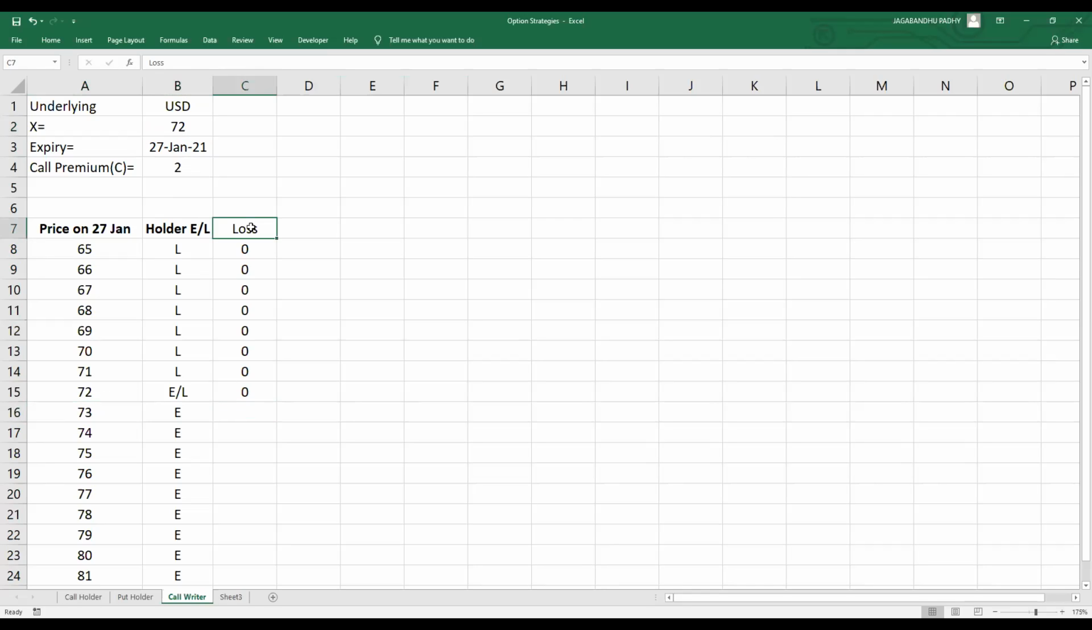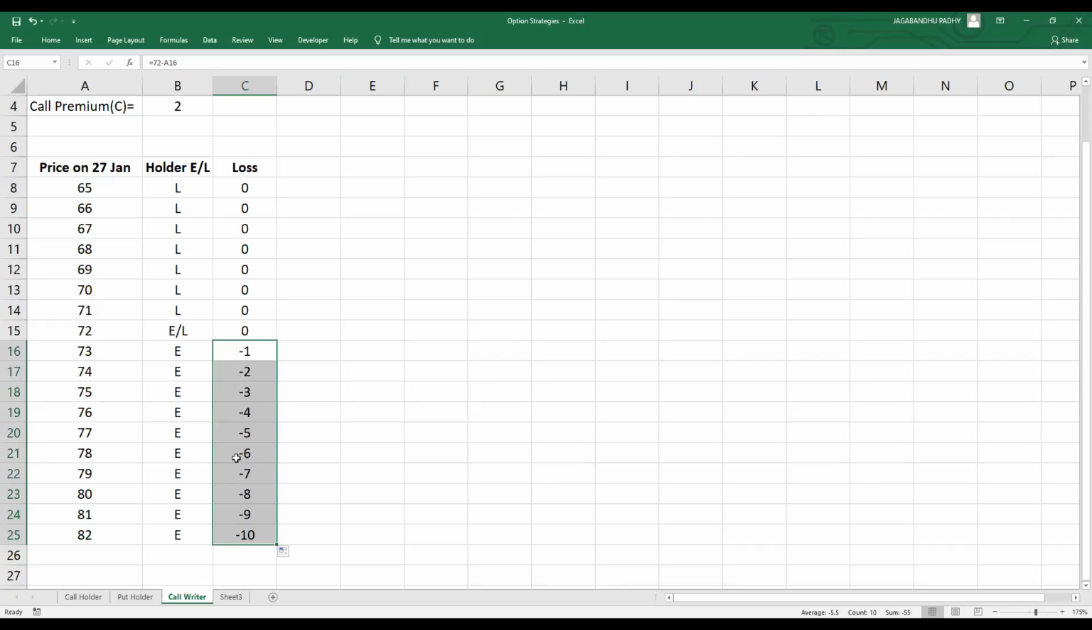So there's a loss of how much? 1 rupee. Can I say instead I should say 72 minus 73. So now I can just drag it down and get these loss values.